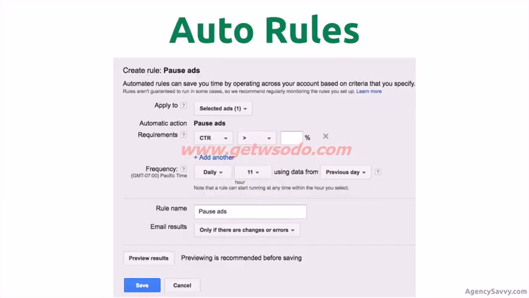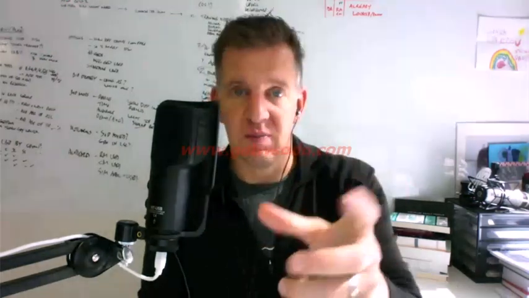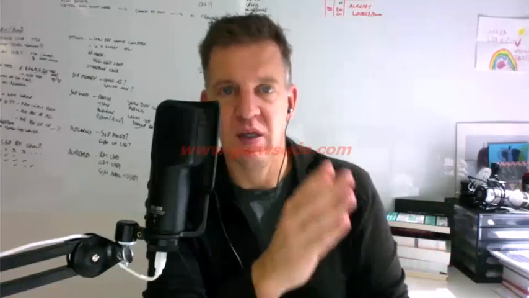So auto rules, very, very easy to set up. There's stacks of examples inside the AdWords Help Center. You can use these at all levels of the account almost. So you can use them on ads and keywords, ad groups, campaigns. The one thing you can't use them on, which is pertinent to Google Display discussion, is you can't use auto rules on automatic placements.